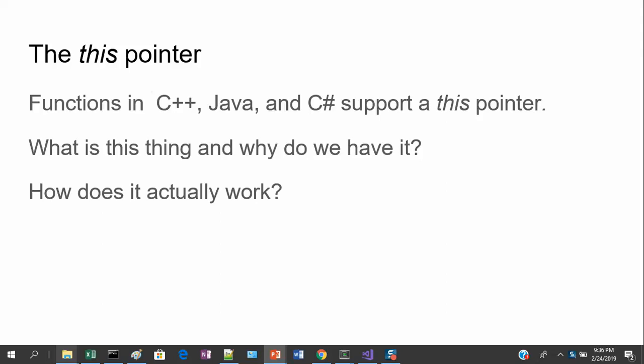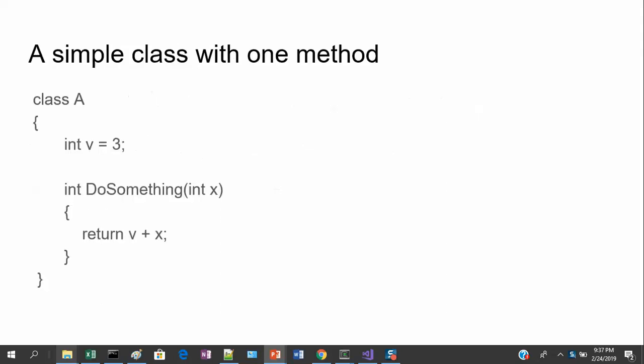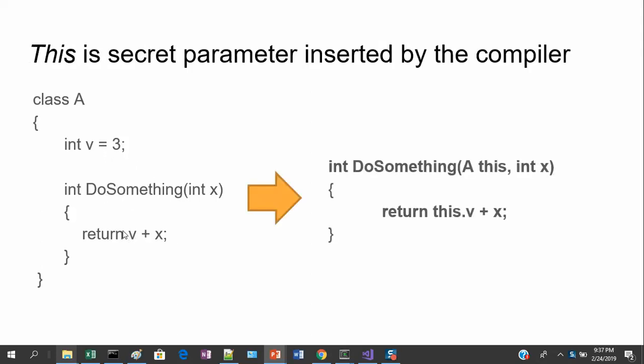So let's talk about the this pointer, because when we write extension methods, we're going to have to explicitly write our own this pointer. So let's imagine we had a class called A, it has an instance variable called V, and it's got a public function here. I forgot to put the word public on there, but imagine this is public, called do something. And all it does is add the parameter to the instance variable and return it. So that's all it does.